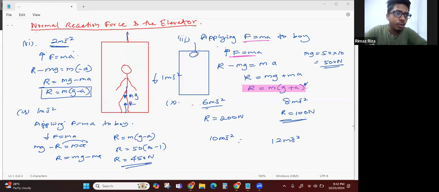Yeah, his head will hit the top. Then on which side is the normal reaction force? On this side, downward. Understood? Yes. Okay, so that's the reason.